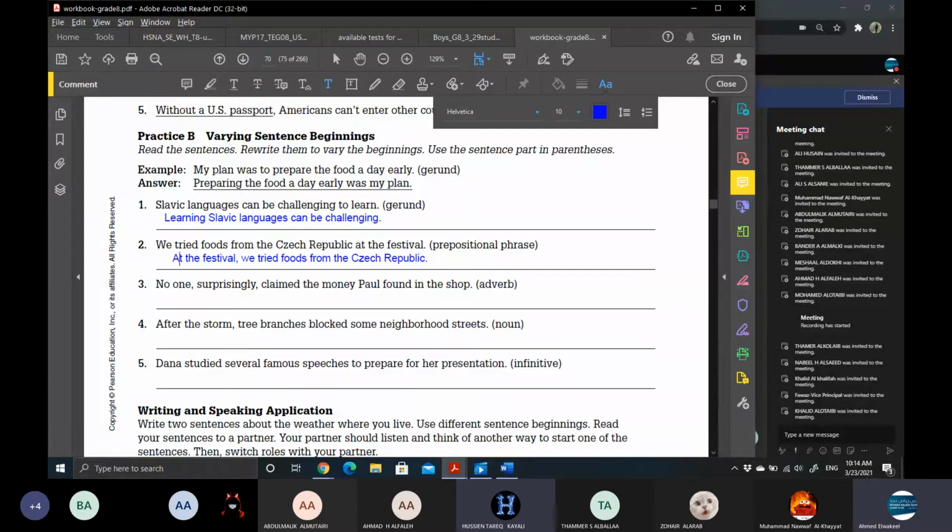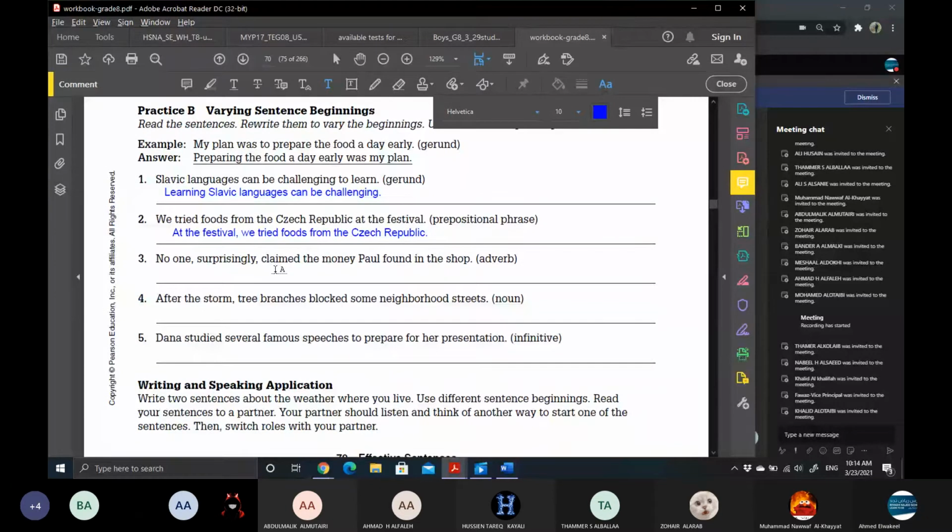Of course, capital A. So at the festival, we try food from the Czech Republic. And don't forget the comma after the prepositional phrase. Or we can say even, from the Czech Republic, we tried food at the festival. Both of them are correct.